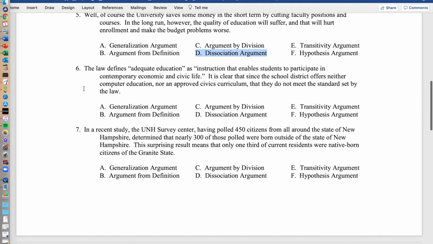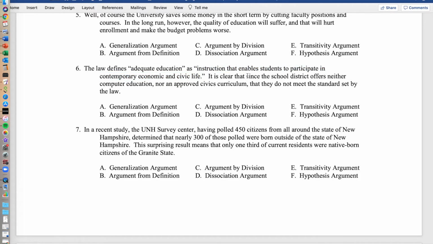Number 6, the law defines adequate education as instruction that enables students to participate in contemporary economic and civic life. It is clear that since the school district offers neither computer education nor an approved civics curriculum, that they do not meet the standards set by the law. So in this case, there's a really good clue. The law defines, right? And it tells us what we're defining, what the term is, adequate education, and it gives us that authoritative definition which comes from the law.